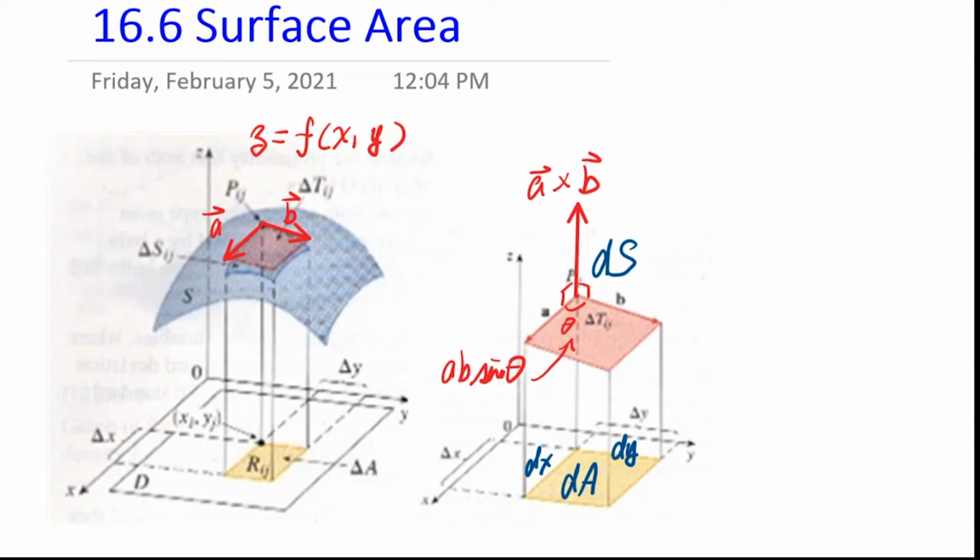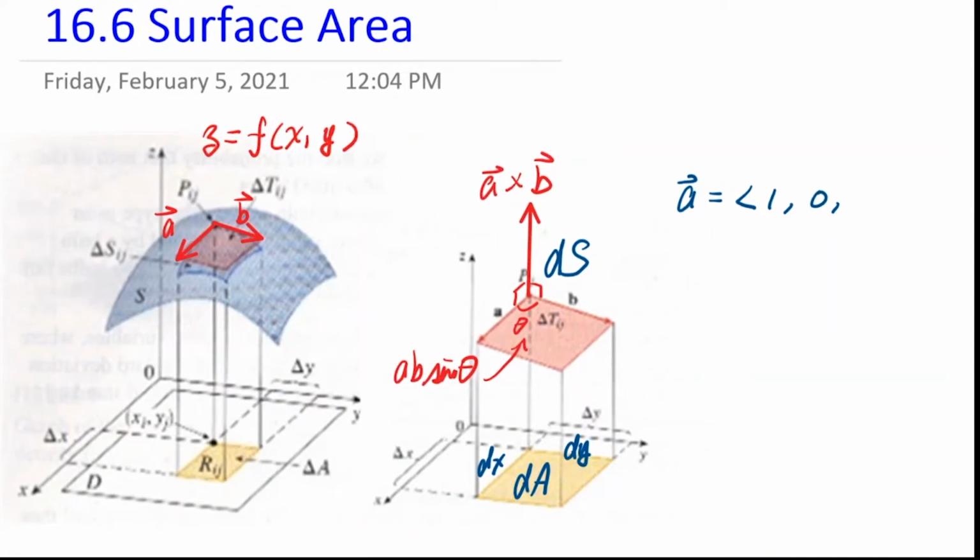So all we have to do is find this vector A and vector B, and then we can cross them and take a magnitude, then we're done. You get it? Okay, then what is vector A? What does vector A look like? Let's think in terms of slopes. If I move in the x direction by 1, and this is purely in the x direction, so my y movement is 0, correct? And then tell me what my z component should be.